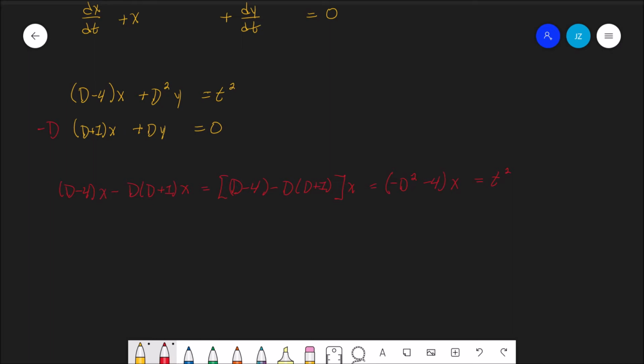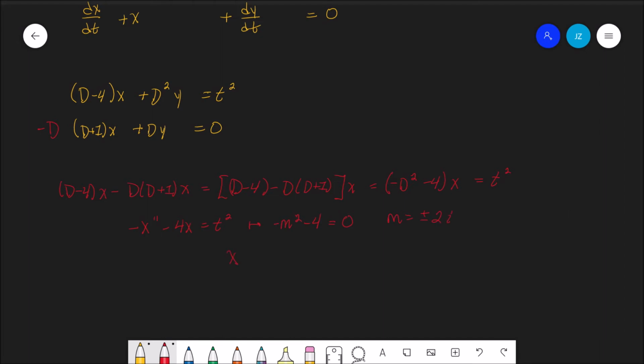We now have a non-homogeneous equation we have to solve. So writing this in its standard form, we're going to get negative x double prime minus 4x is equal to t squared. This will give the auxiliary equation negative m squared minus 4 is equal to 0. So our solutions to that are plus or minus 2i.